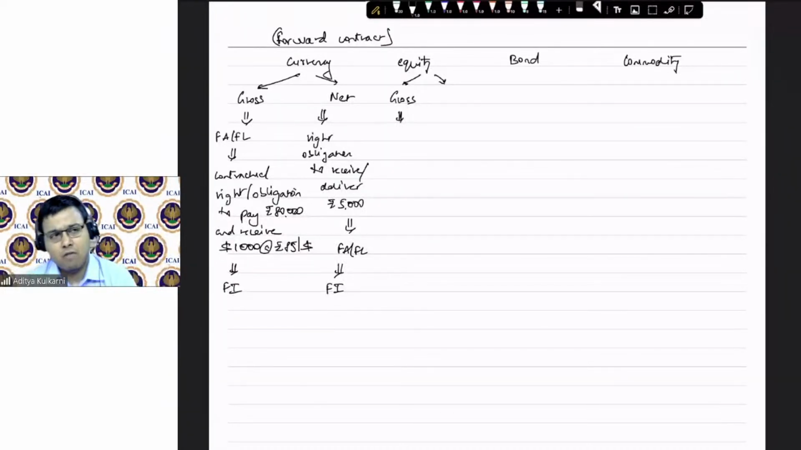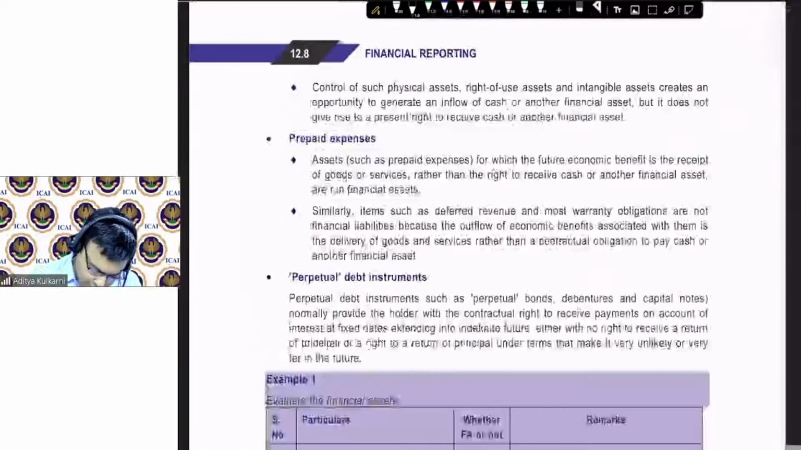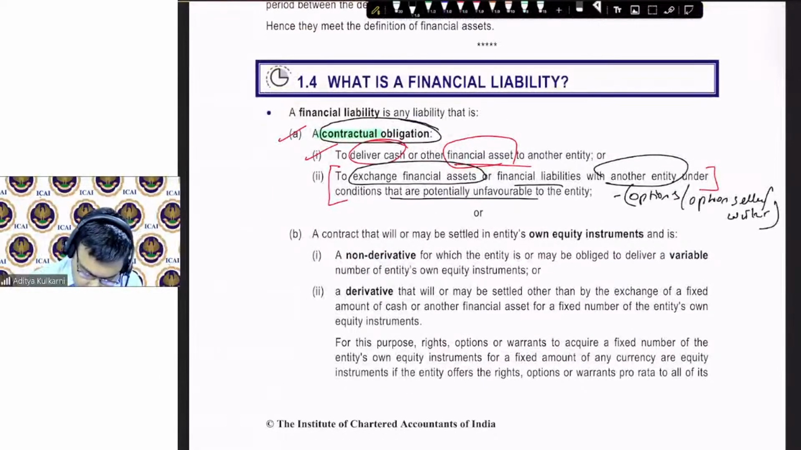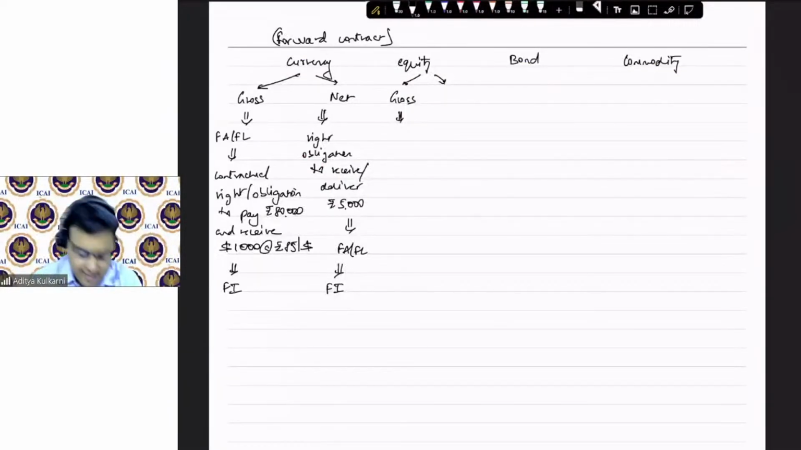And if it is a counterparty other than Reliance Industries, then it could be an obligation to deliver other financial assets. Look at the definition of financial liabilities. It is a contractual obligation to deliver cash or other financial asset. Other financial asset includes equity instruments of another entity. And therefore, in a gross settlement of an equity forward or equity futures contract, it could meet the definition of financial asset as well as liability.